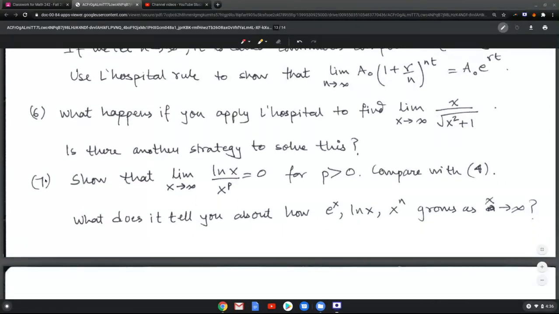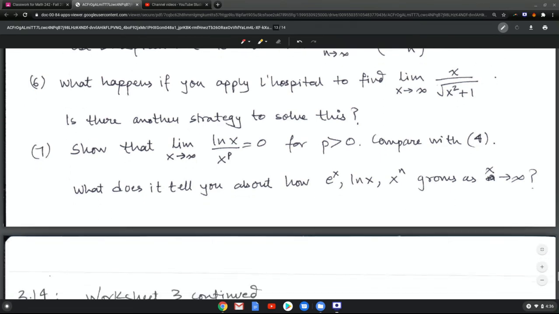Seven is similar to four. You have to show that this limit is zero for p greater than zero. And then combining your result from four and seven, what can you say about e to the x, ln x, x to the n, and how fast they grow as x goes to infinity?